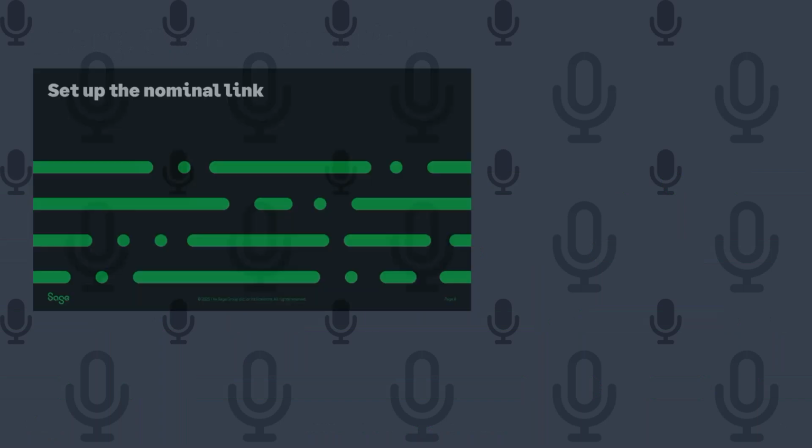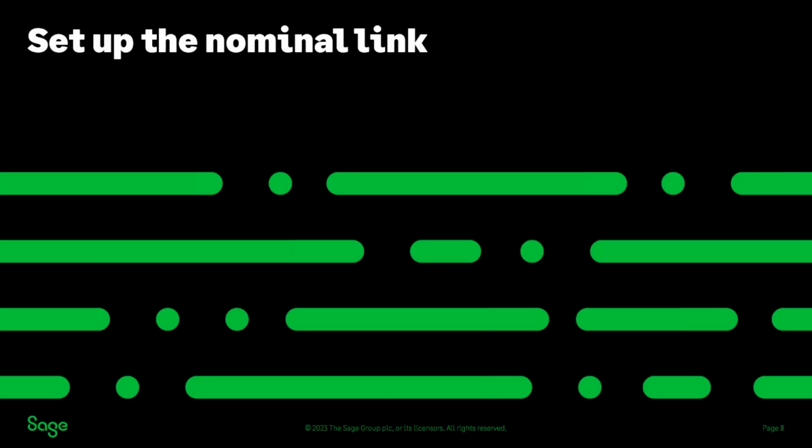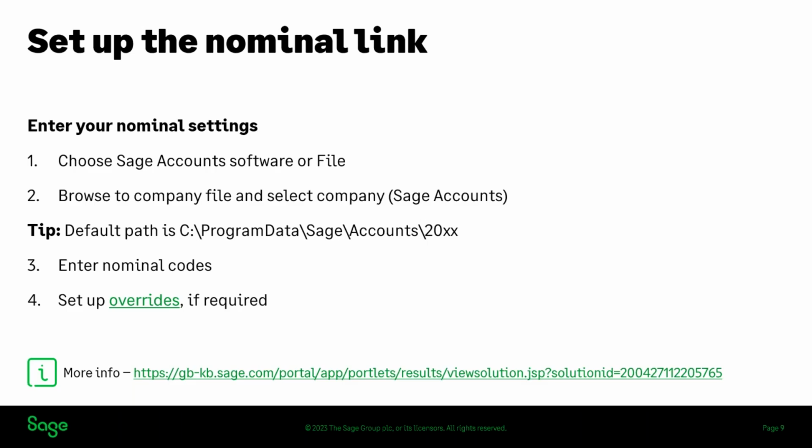So you've seen there some of the information that you will need when it comes to setting up the nominal link, and assuming you've got all that information to hand, you're then ready to get going and enter your nominal settings. So that's what I'm going to take you through, and I'm just going to outline the 4 steps that we're going to take. So first of all, in our nominal settings, we're going to specify the location of our posting. So you can either post directly to Sage Accounts software, or if you're not using Sage for your accounts, you can post to File in order to generate a report showing all the salary journals that you would then need to enter into your other accounts package.